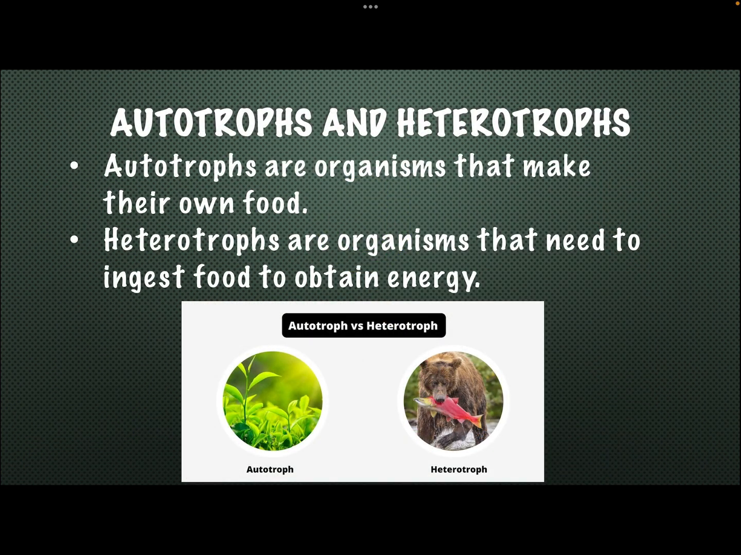Something else we need to review are the terms autotroph and heterotroph. Autotrophs are organisms that make their own food. Heterotrophs, also known as consumers, are organisms that need to eat in order to obtain their energy. So animals, protists, those things are heterotrophs. They need to consume something in order to obtain their energy.